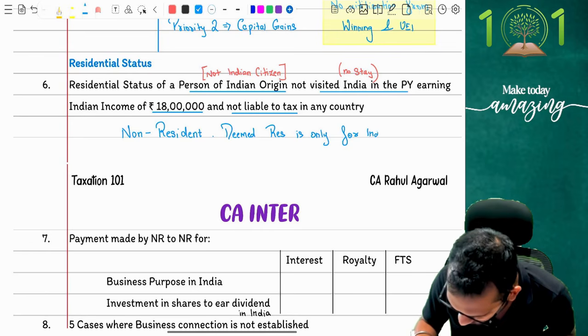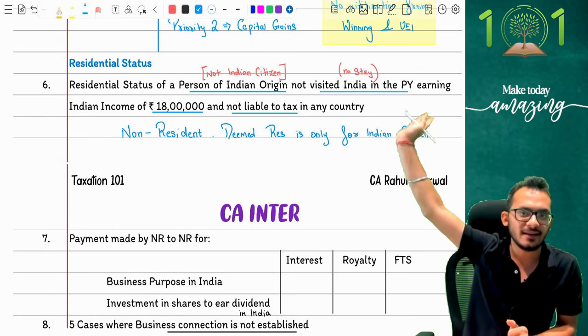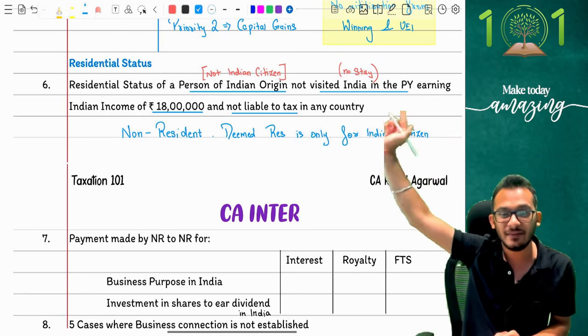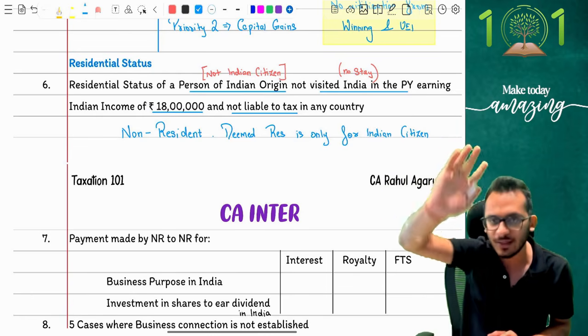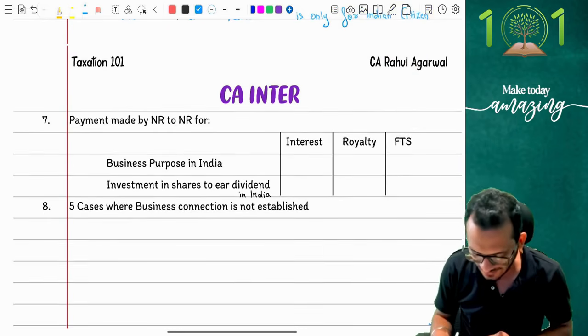So deemed residency is only for Indian citizens, which means in this conversation, despite the fact that his Indian income is more than 15 lakhs, despite the fact that he's not liable to tax in any country, I cannot declare him as a resident. He will have to become a non-resident only. That's the understanding on this part. Clear? Very good. With that understanding, I'm moving forward.